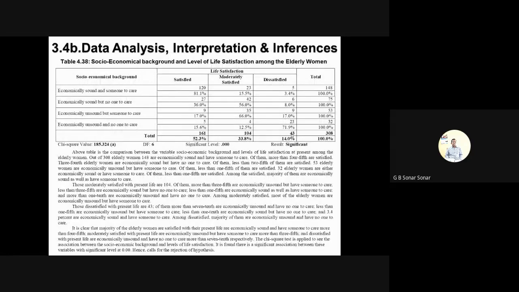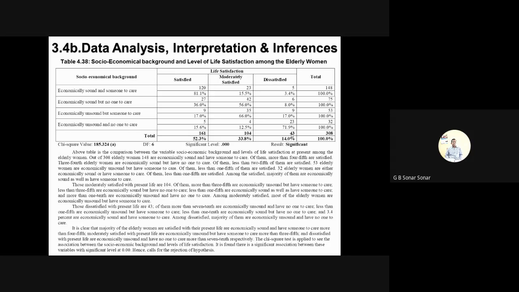This is one more example for the cross tabulation or bivariate tables. So this cross tabulation is made between two variables. One is socio-economic background of the respondents, and the other one is life satisfaction. Independent variable is socio-economic background. Dependent variable is life satisfaction.